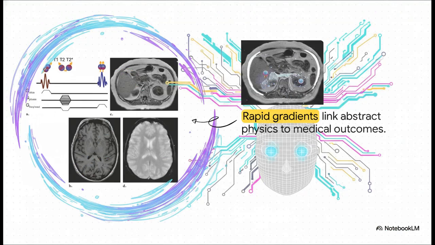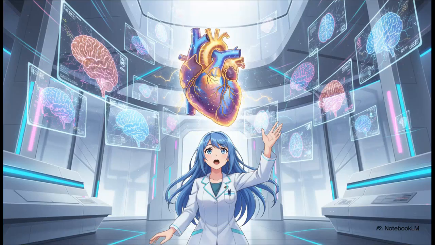Instead of waiting through a long repetition time to collect just one single line of data for our image matrix, modern scanners can actually acquire multiple lines of data in a single TR. By rapidly manipulating the slice, phase, and frequency gradients, we can connect this abstract high-level physics directly to a high-resolution, lightning-fast medical outcome. This sparked a whole era of modern, fast imaging.